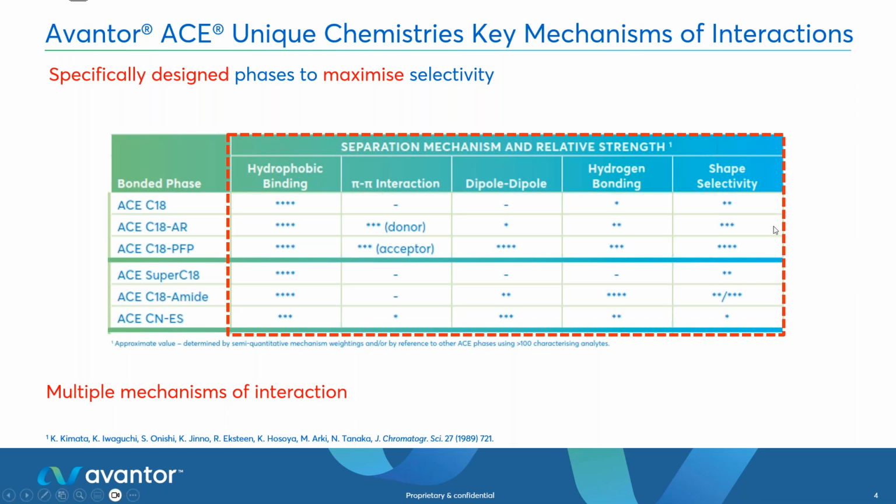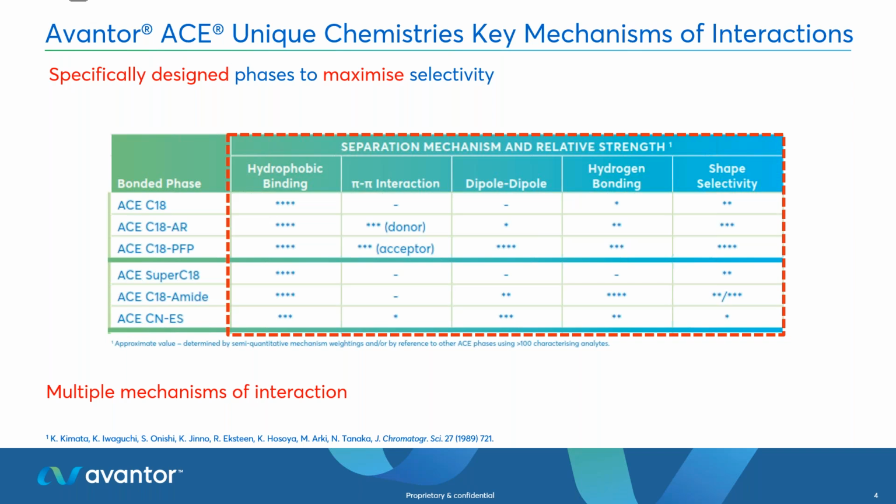If you want to look at the different mechanisms that these can have with your analytes, you can study this table and see that each column has a different weighting, a different capability in terms of how it interacts with your analytes. They've all got strong hydrophobicity. That's how we retain compounds in reverse phase chromatography.